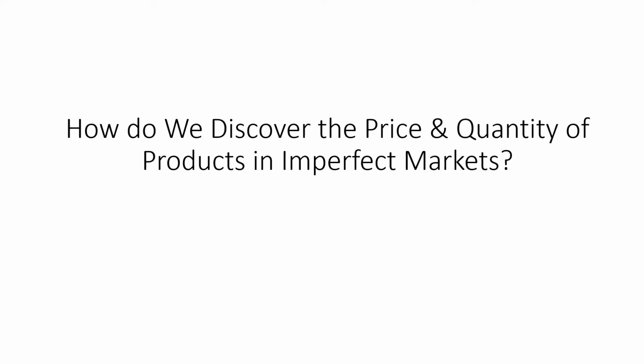So how then do we discover, or how do firms within imperfect markets set their prices? How do they decide what they're going to charge? And how do they decide how many products they're going to create or offer, the quantity? So how do we figure out the price and the quantity, the price at which to sell the product for, and the amount to produce when we exist in imperfect markets? We're going to take a look at that.